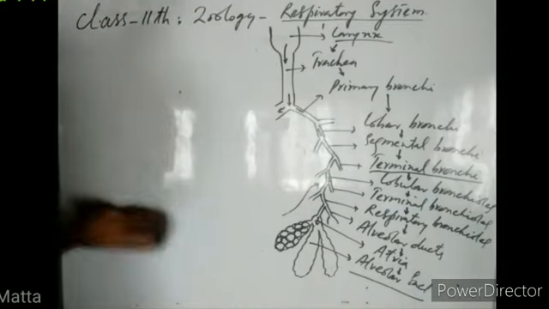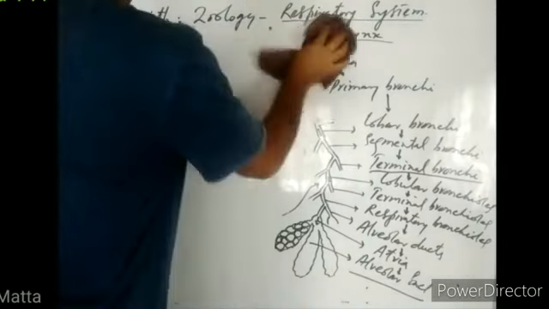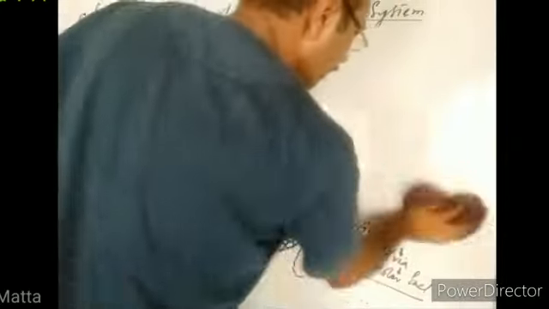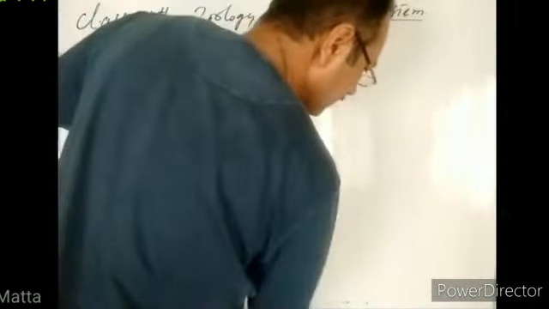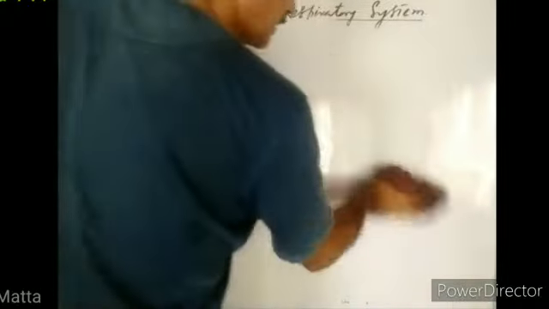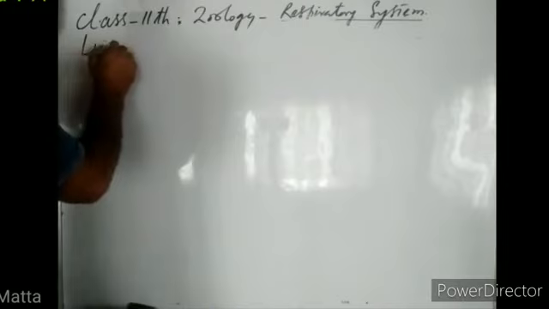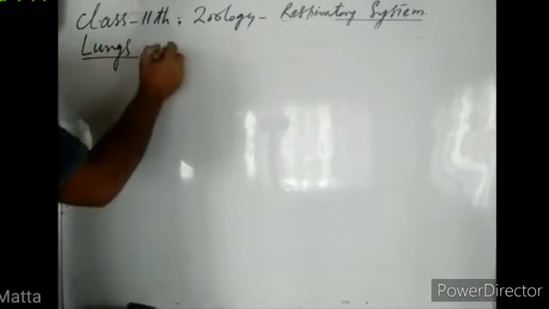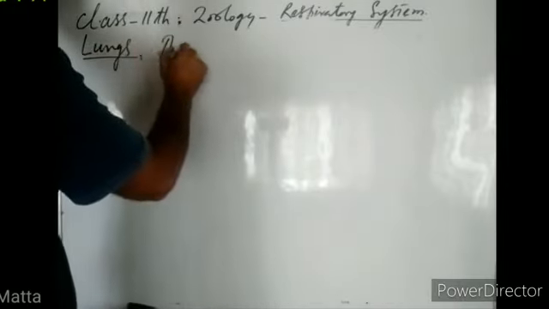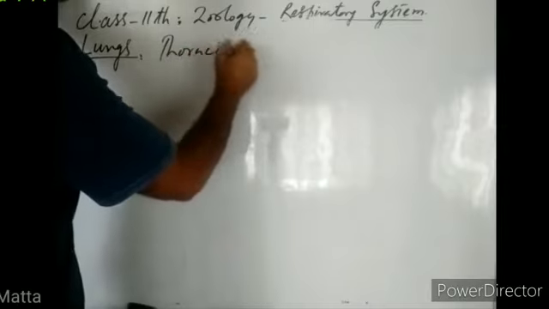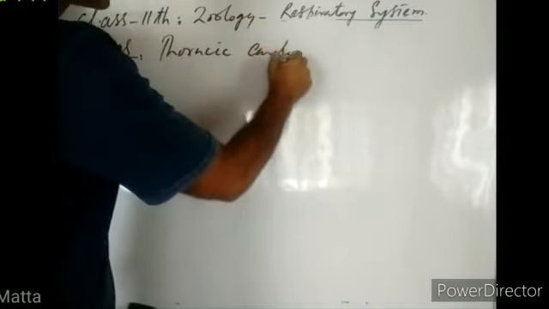Now we will have a look at the lungs. We will have a look at our respiratory organs, lungs. Where are these lungs situated? Our lungs are present in the thoracic cavity.